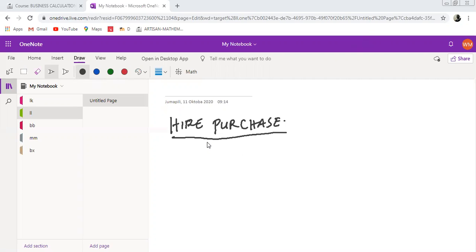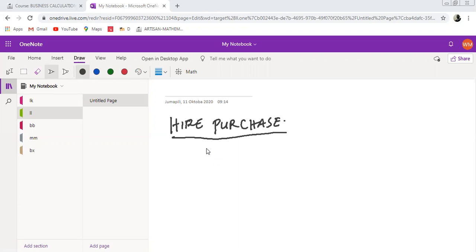Hire purchase is a kind of buying agreement whereby the buyer is allowed to pay a certain amount of money, which we normally refer to as the deposit or down payment, and then takes the item and starts using it as he makes regular payments, which we normally refer to as the installments. At the end of the agreed period, that particular item now becomes the possession of the buyer. So I want to emphasize a few things here.